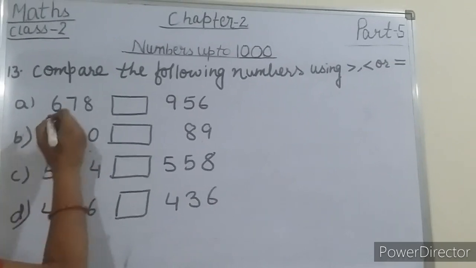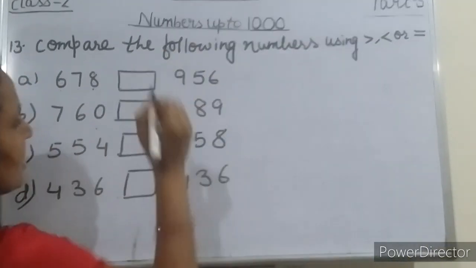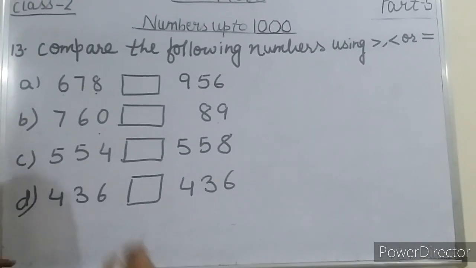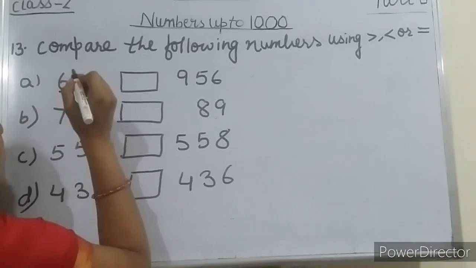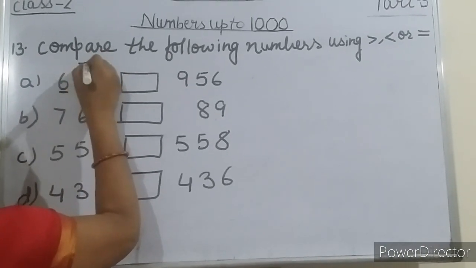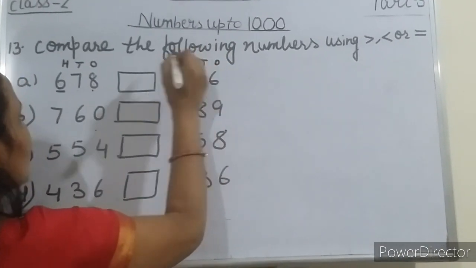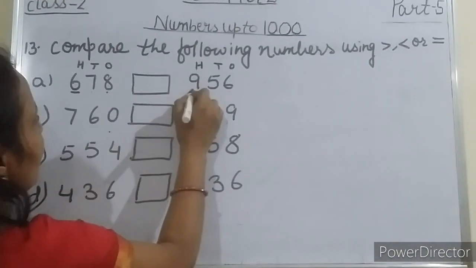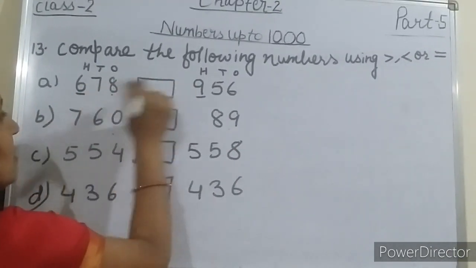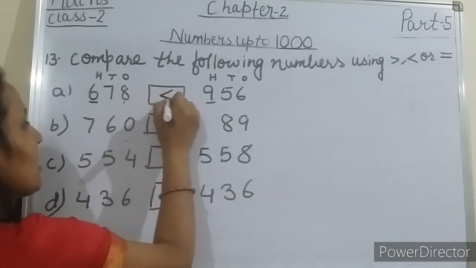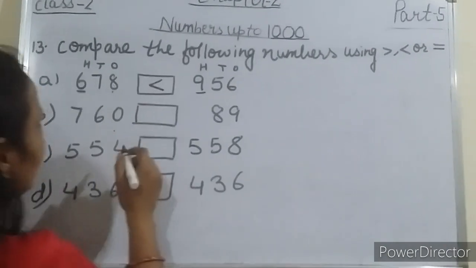So see, here it is 678 and here it is 956. So first of all, we will compare the digits at the hundreds place. So here 6 at the hundreds place. See, ones, tens, hundreds, and here also ones, tens, hundreds. So which one is greater here? 6 or 9? So 9 is greater than 6. So 956 is greater than 678.